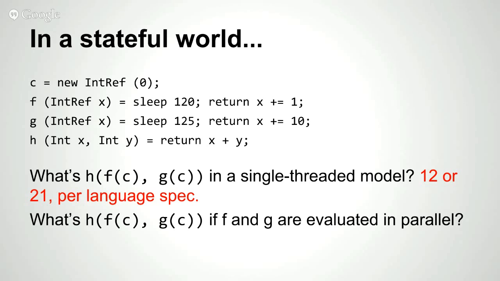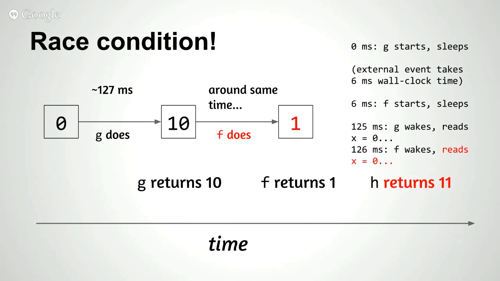So the answer is it can be a lot of different things. It's called a race condition, and it's really bad. We have g starting, and then some kind of external event takes 6 milliseconds of wall clock time. And remember that the contract of sleep is that it'll sleep at least that long, not exactly that long. And the other thing is that this plus equal operator may or may not be atomic.